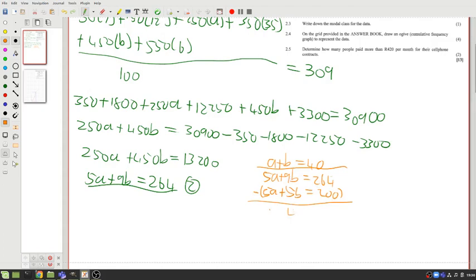9b minus 5b is 4b. And 264 minus 200 is 64. Divide both sides by 4 and we get b equals 16. Good. Now we can just substitute that back into any one of our equations.